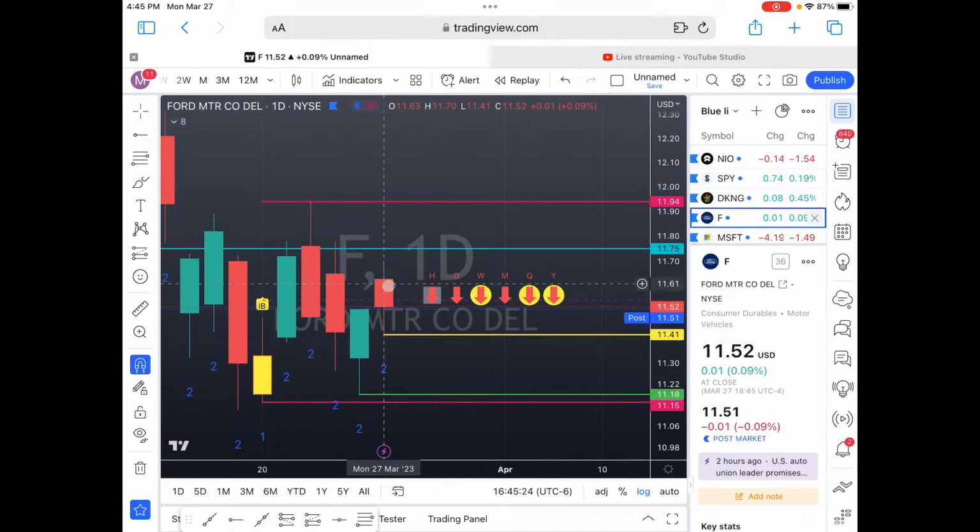Ford has a 2 up that finished red, and you notice here, this is the time frame continuity. Now, I can't remember if I told you, but I do have a video on time frame continuity to explain what it is and how it works.